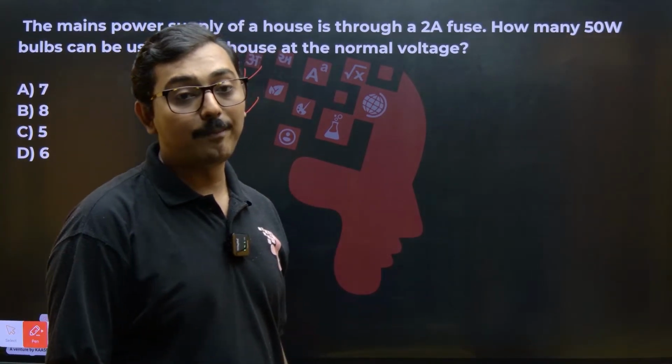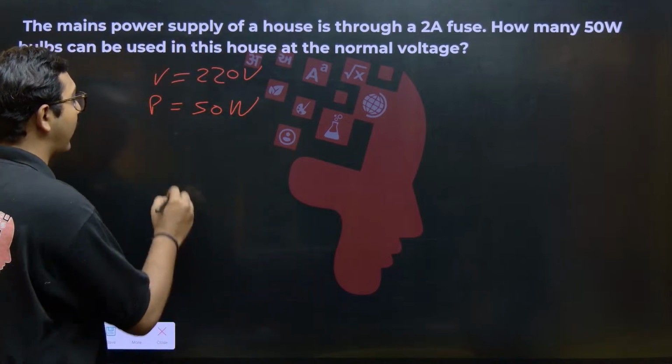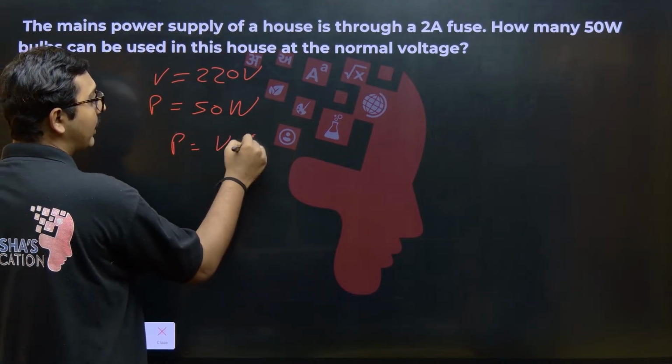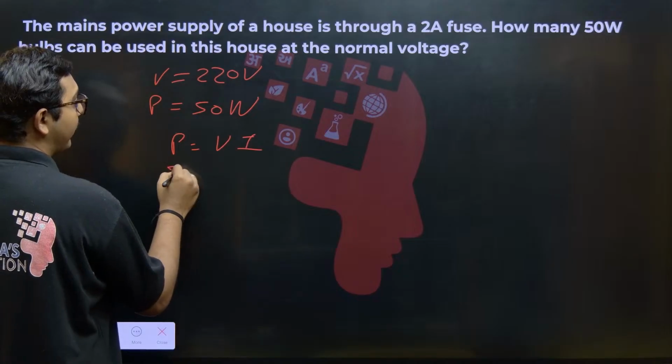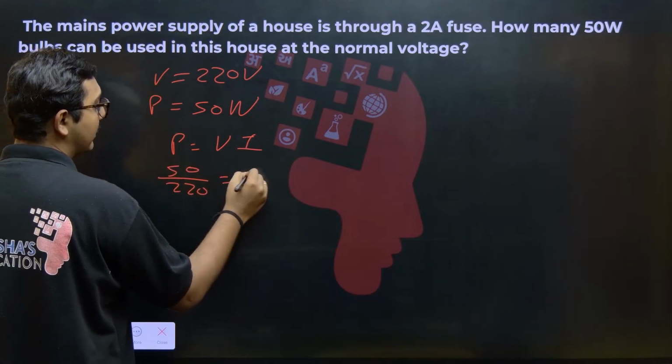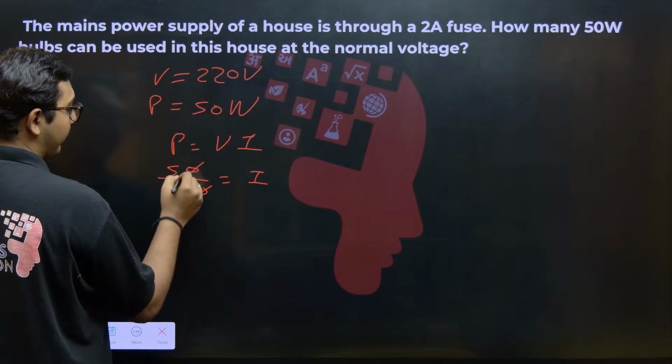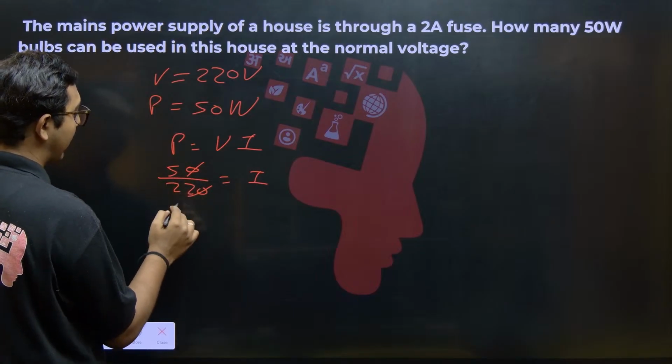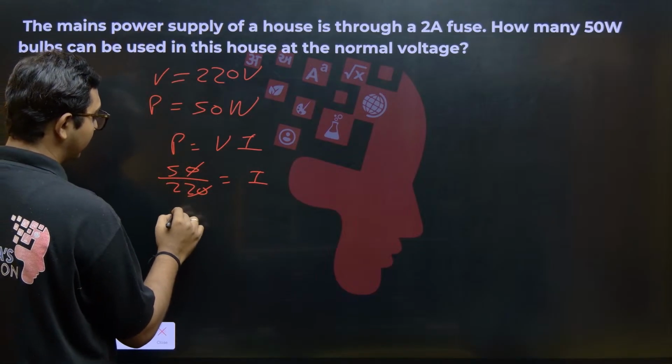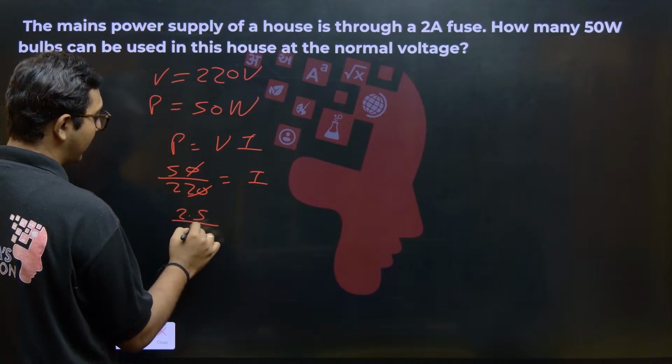Hence, with the help of power and voltage, P is equal to VI, so 50 divided by 220 is equal to I. Hence, what will you get your answer as? 2.5 by 11.